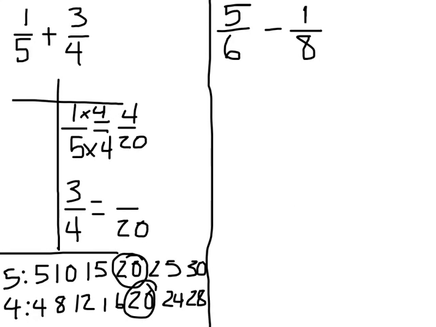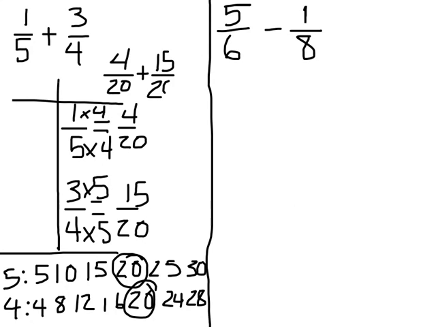When I change 3/4 so that the denominator is 20, what's my new fraction? Well, 4 times 5 is 20. 3 times 5 is 15. Now I can add 4 over 20 plus 15 over 20. What do I get when I add those two fractions? I get 19 over 20.